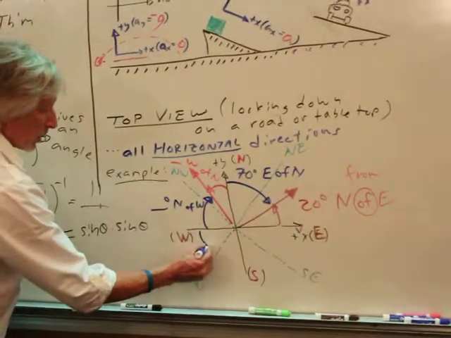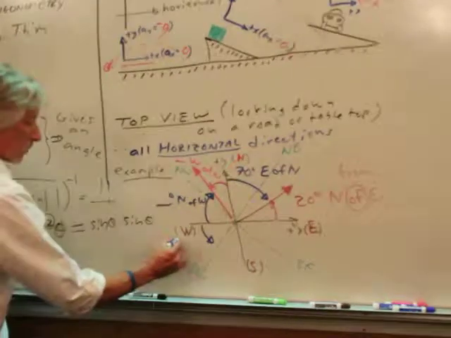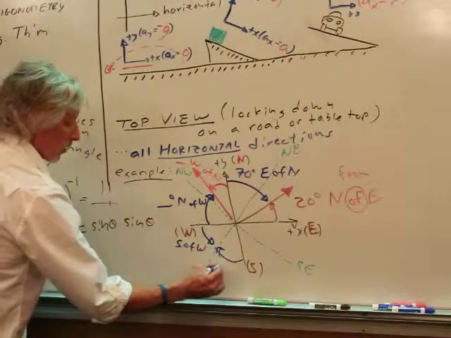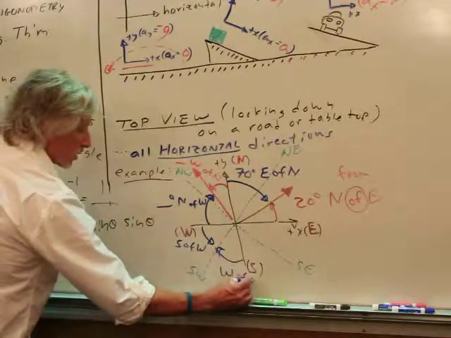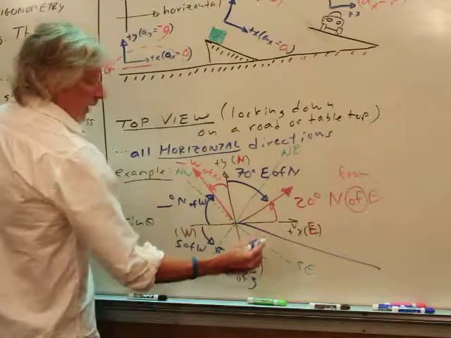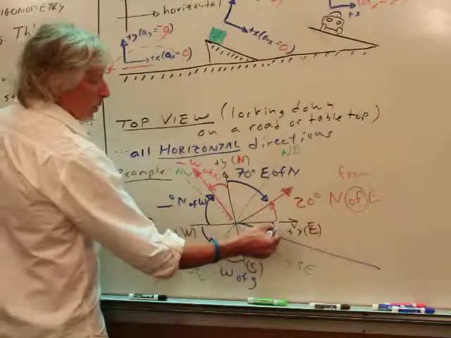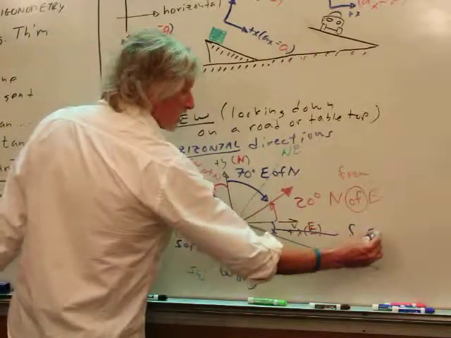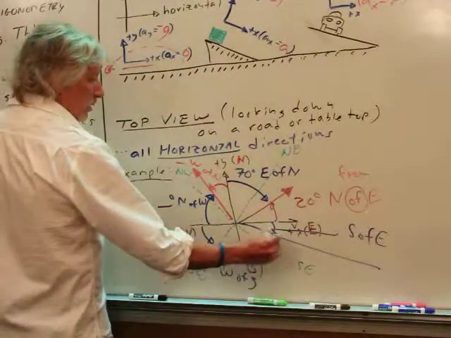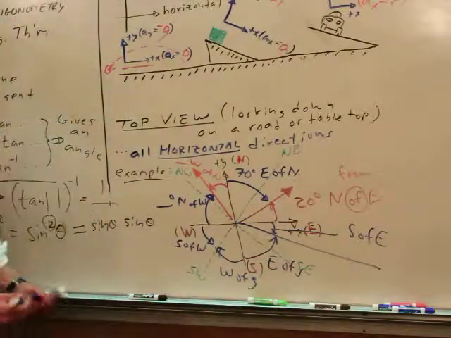So this would be southward from west. That would be south of west. This would be west of south. Hopefully you get that. And then we can go over here. That would be southward from east, south of east. Or I could give the angle heading east of south.